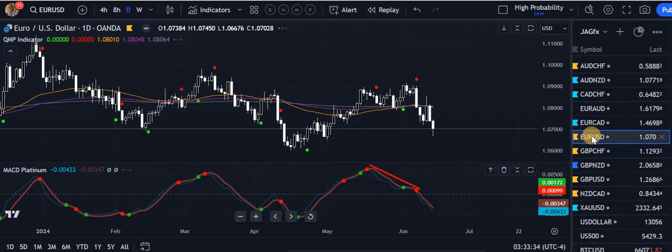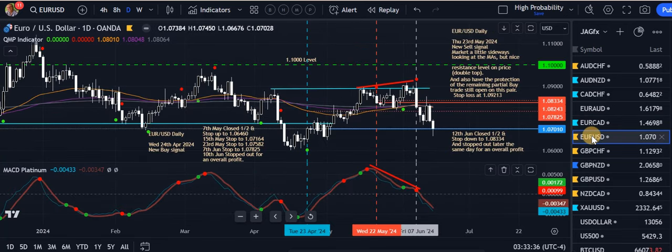Euro USD. This is one of these pain charts. Highlighted in orange is a few reasons. All right, first up, we took this buy back on the 24th of April. So it's not all doom and gloom, don't get me wrong. Closed half on the 7th of May. So let's have a look. These are all big numbers, eh?